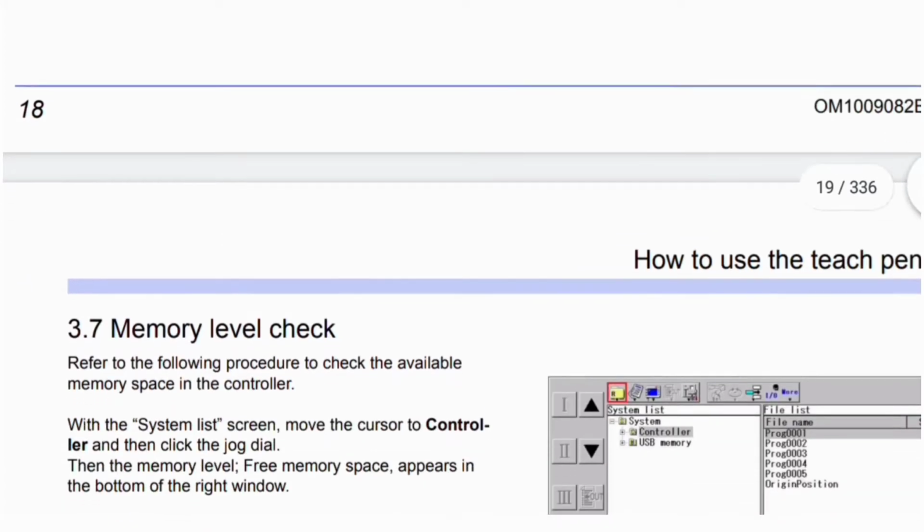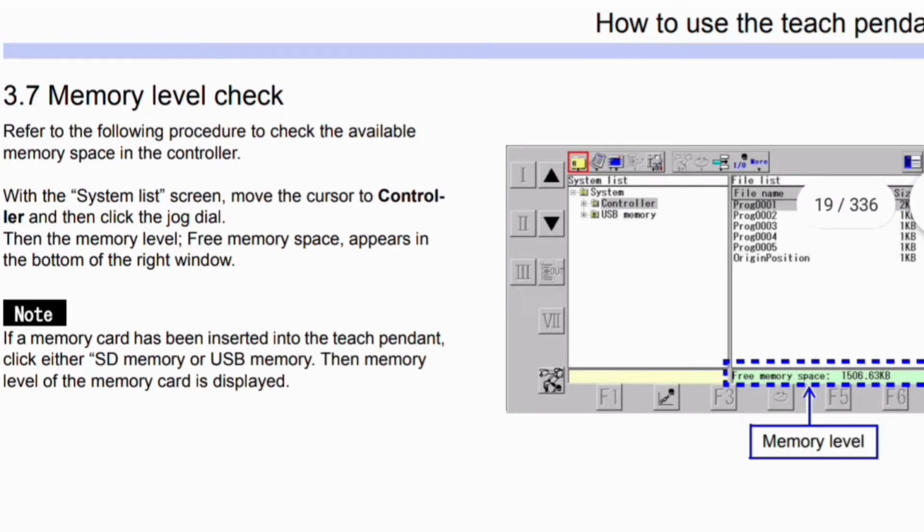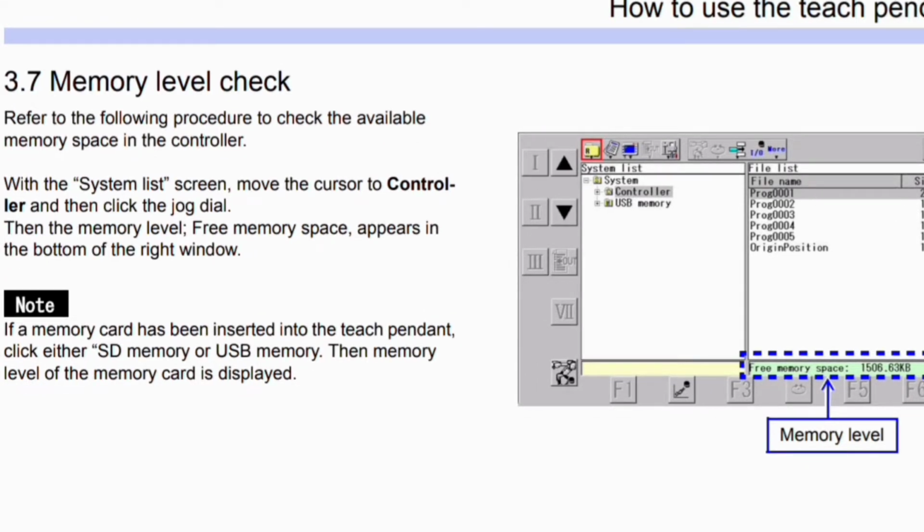Now next is memory level check. Refer to the following procedure to check the available memory space in the controller. With the system list screen, move the cursor to controller and then click the jog dial. Then the memory level, free memory space, appears in the bottom of the right window. You can see the memory level in this image.